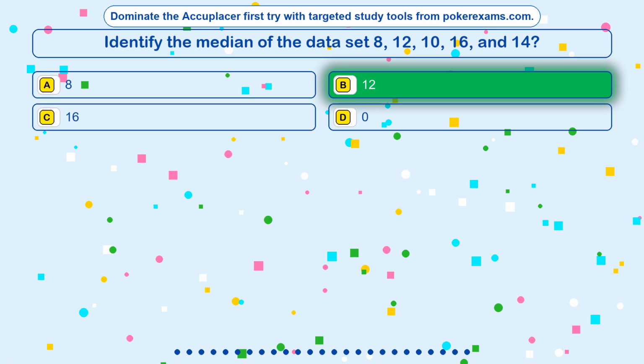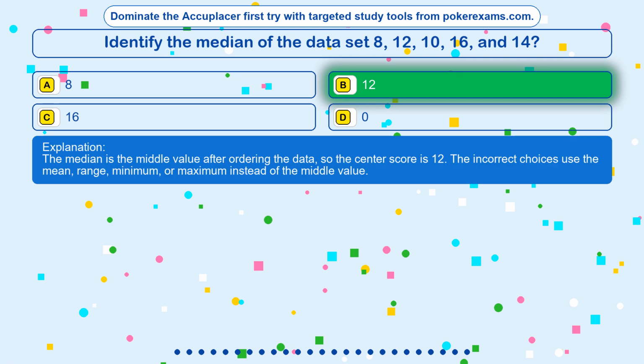The correct answer is option B, 12. The median is the middle value after ordering the data, so the center score is 12. The incorrect choices use the mean, range, minimum, or maximum instead of the middle value.